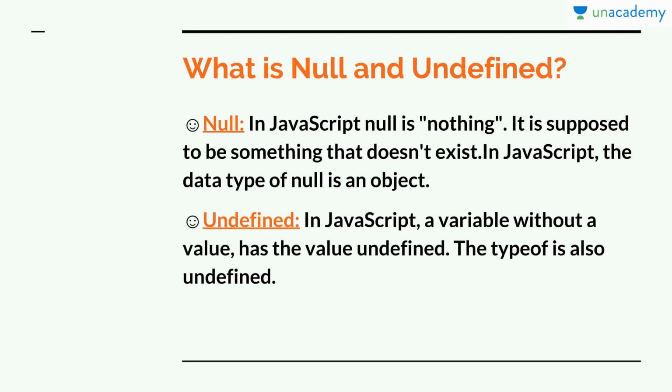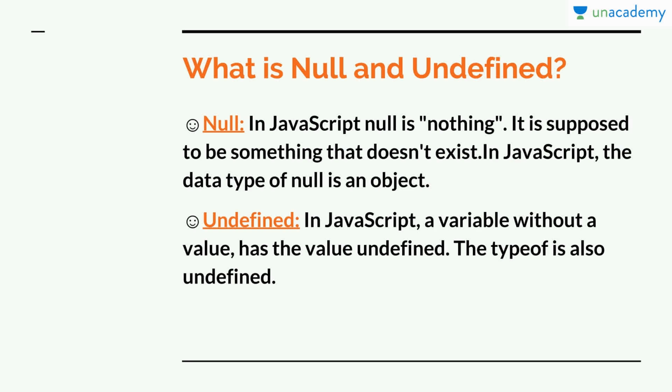So guys, null in JavaScript is nothing. It is supposed to be something that doesn't exist. In JavaScript, the data type of null is an object. So you can see that null in JavaScript is nothing. Null means we don't have anything, or we haven't defined anything. That means the space is totally empty.